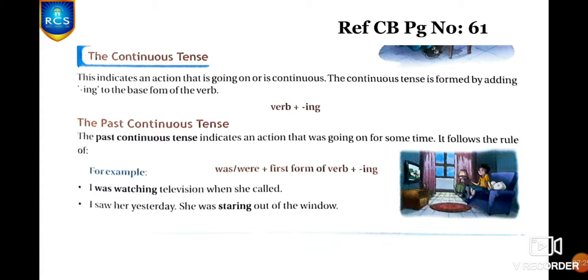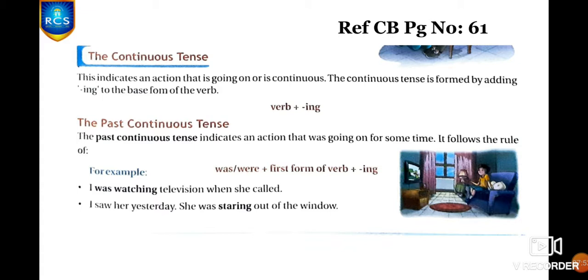The past continuous tense indicates an action that was going on for some time in the past. It follows the rule of was or were plus first form of the verb plus ing. For example, I was watching television when she called. I saw her yesterday. She was staring out of the window.